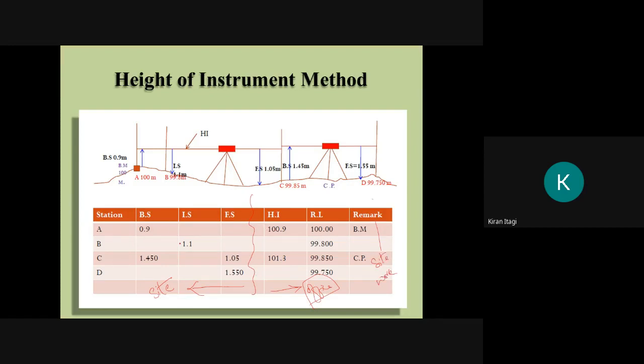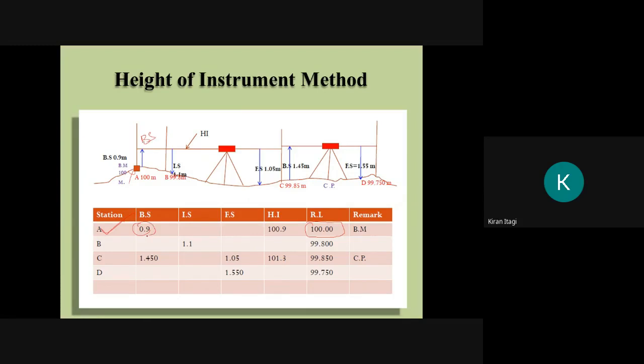Okay, first, whatever reading we take, we will enter in the backside, intermediate side, fourth side, and remark columns. Later, while doing the calculation, we will enter the respective values in the columns called height of the instrument and reduced level. So for the first reading at station A, we will write station A. We will take the reference benchmark as how much? 100. The level at station A, or point A, is 100.